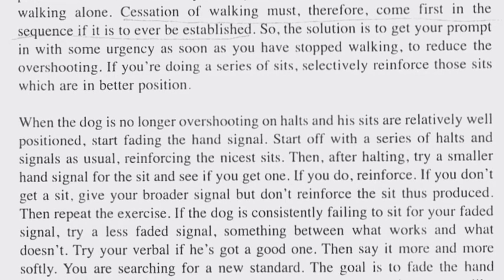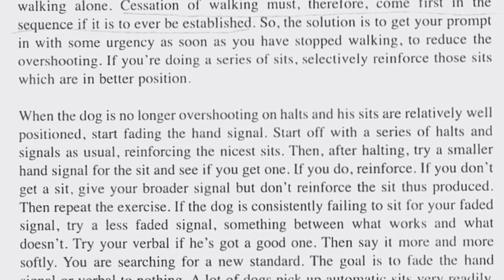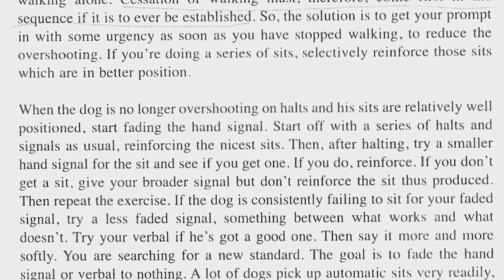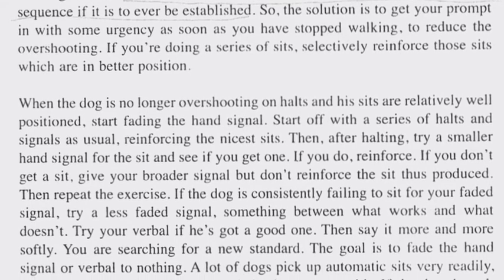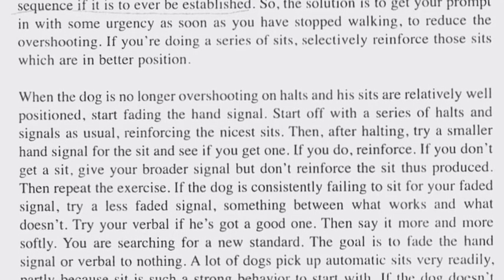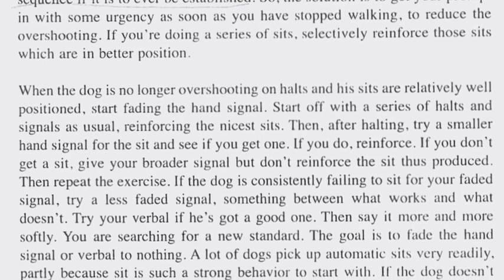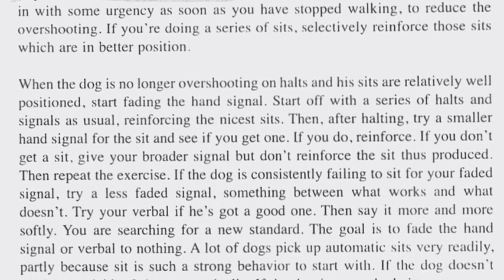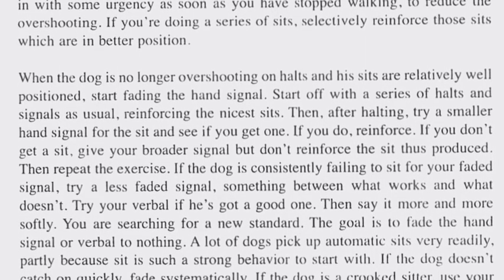If the dog is consistently failing to sit for your faded signal, try a less faded signal, something between what works and what doesn't. Try a verbal if he's got a good one. Then say it more and more softly. You are searching for a new standard. The goal is to fade the hand signal or verbal to nothing.